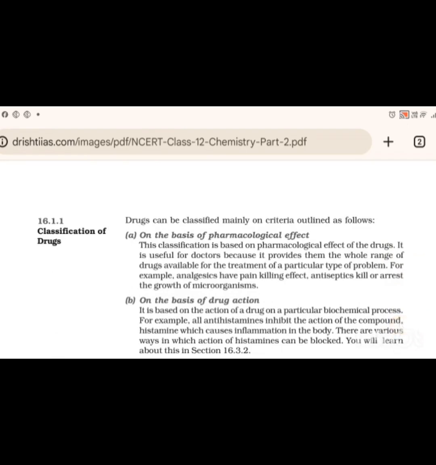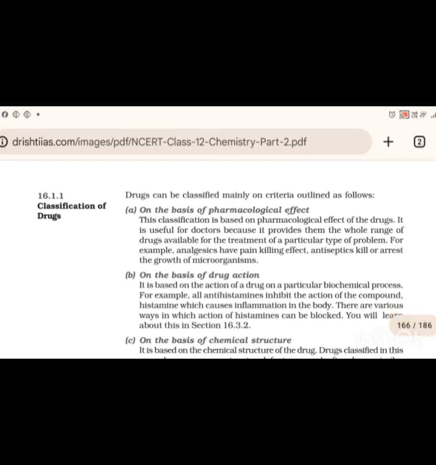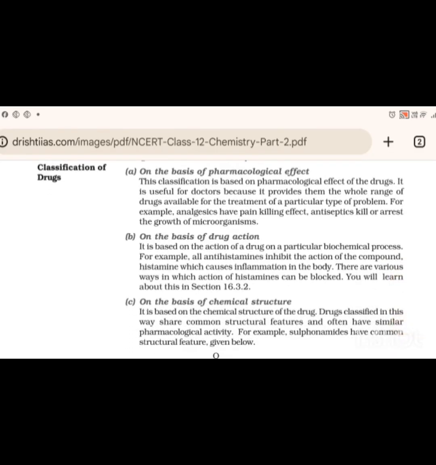Classification of drugs. Drugs are classified mainly on criteria outlined as follows. On the basis of pharmacological effect, this classification is based on the pharmacological effect of the drugs. It is useful for doctors because it provides them the whole range of drugs available for the treatment of a particular type of problem. For example, analgesics have pain-killing effect. Antiseptics kill or arrest the growth of microorganisms.